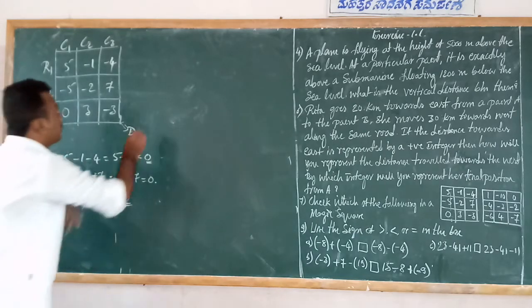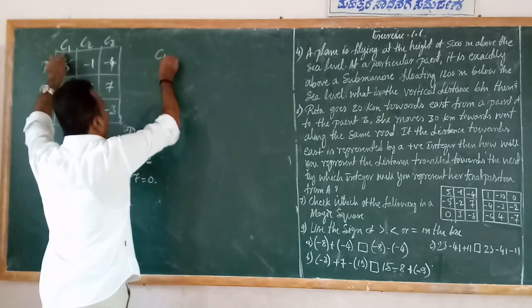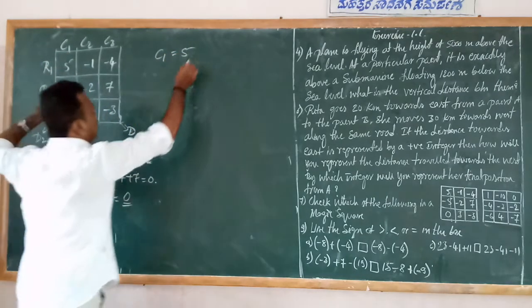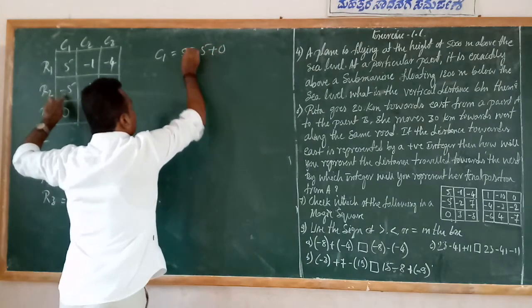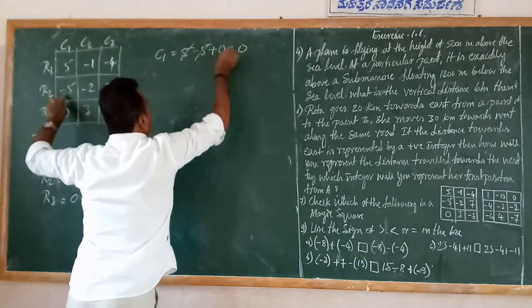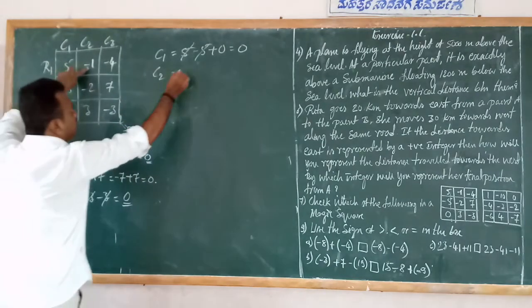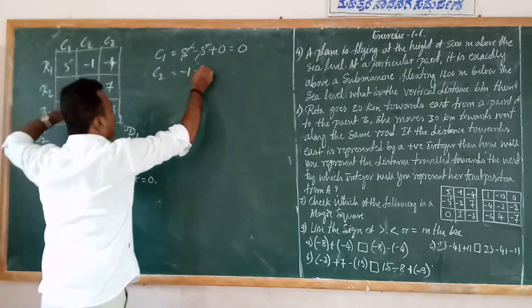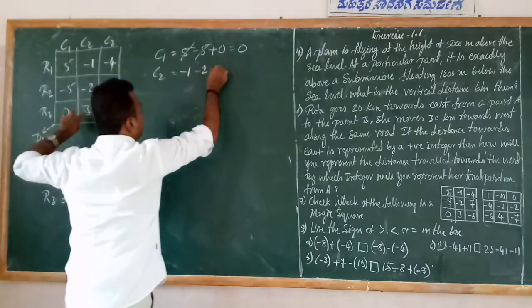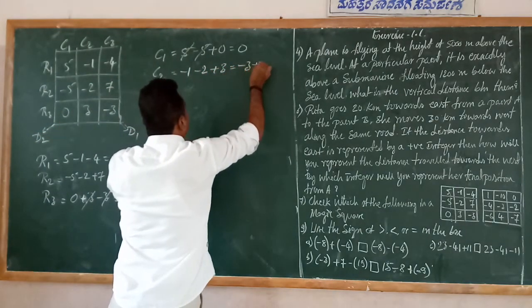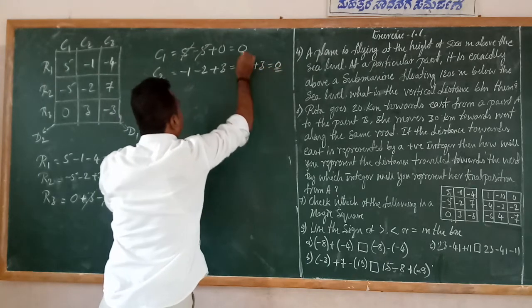Next C1, the column. First column: 5, minus 5 and plus 0. Plus 5 minus 5 get cancelled, remaining 0 again. Then C2: minus 1, then minus 2, and then plus 3. Minus 1 minus 2 becomes minus 3, and plus 3 makes it 0. Again 0.